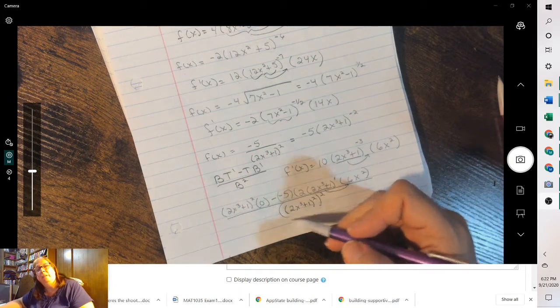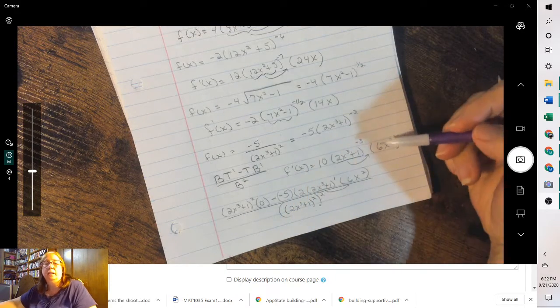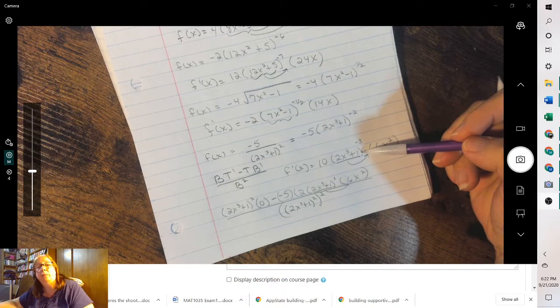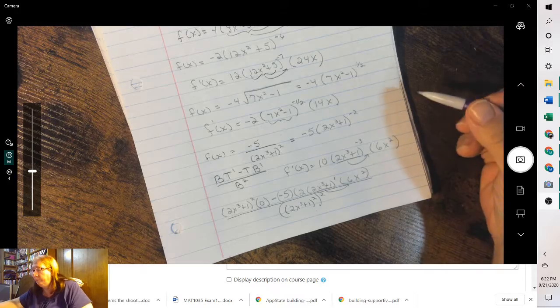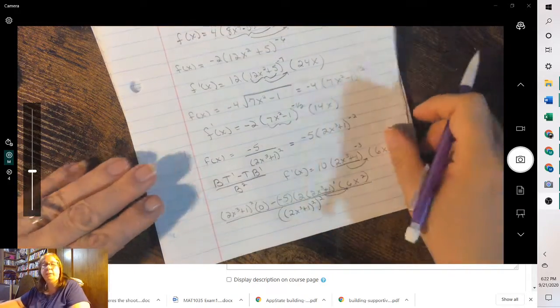So this is definitely a lot more involved, more likely to make a mistake than it is if you bring it up first and then use the chain rule. Both of these are the same thing. But that's everything for the chain rule.